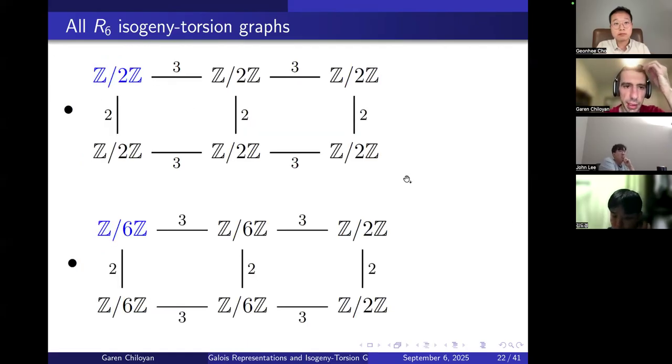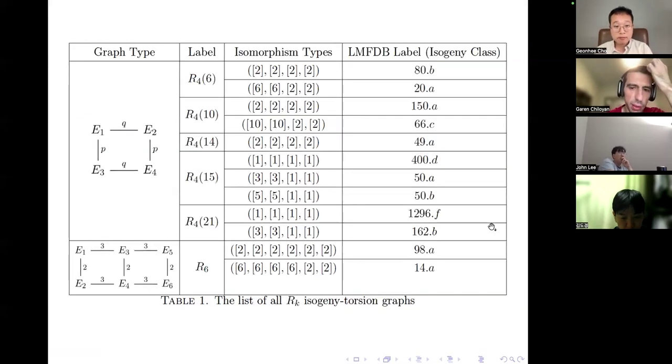In the case of 18 isogenies, you could have everything as Z mod 2, or you could have these four curves have Z mod 6Z torsion. But these on the very right side always have to be Z mod 2. The only variation happens with these four. These are all the examples of rectangular isogeny-torsion graphs. And this classification is from the notation of the LMFDB.